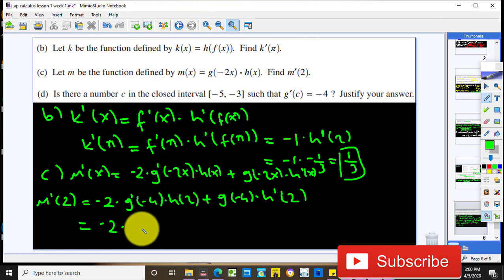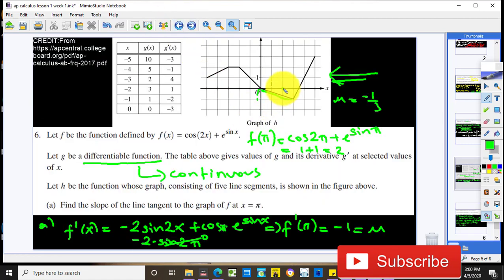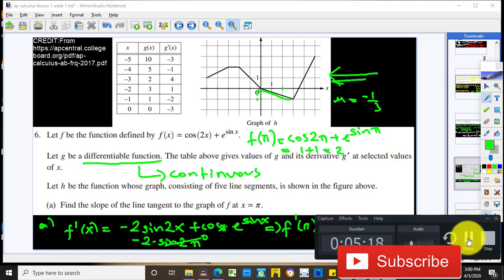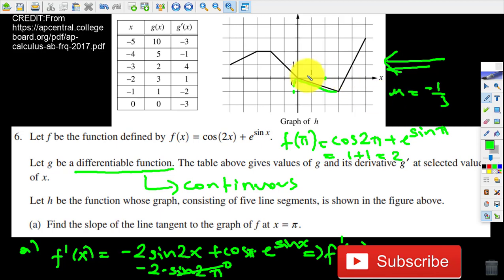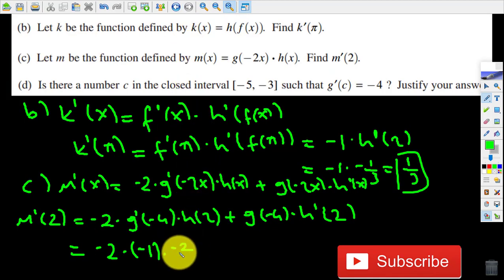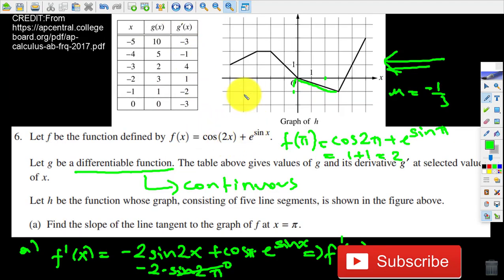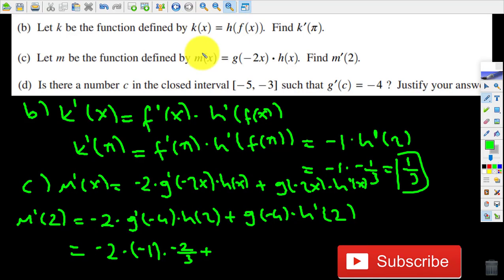So g prime of negative 4 is going to be equal to negative 1. So let's put it over here: negative 1. And h of 2 is from the table. So 2 is right here. So h of 2 is going to be equal to negative 2/3. So let's put it over here: negative 2/3. And plus g of negative 4. The g of negative 4 is right here. So negative 4 is 5. Okay, so the 5 times negative 1/3.